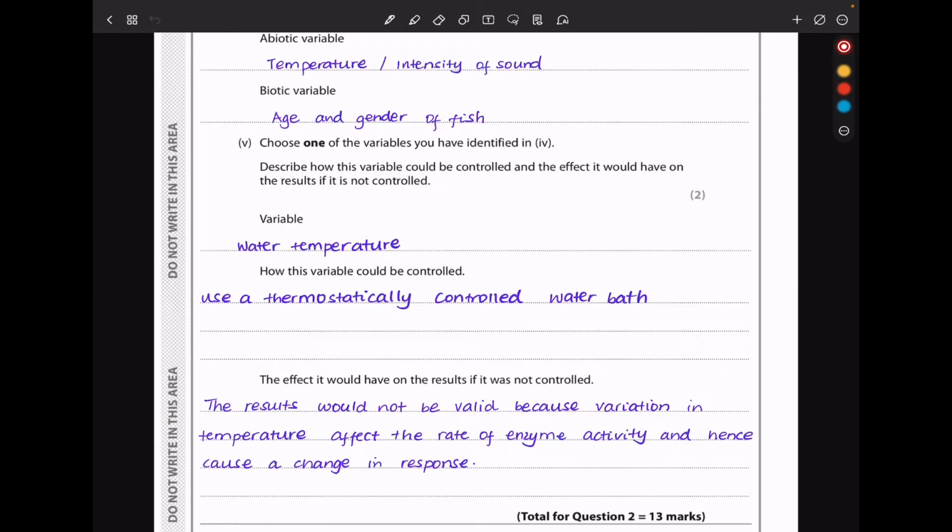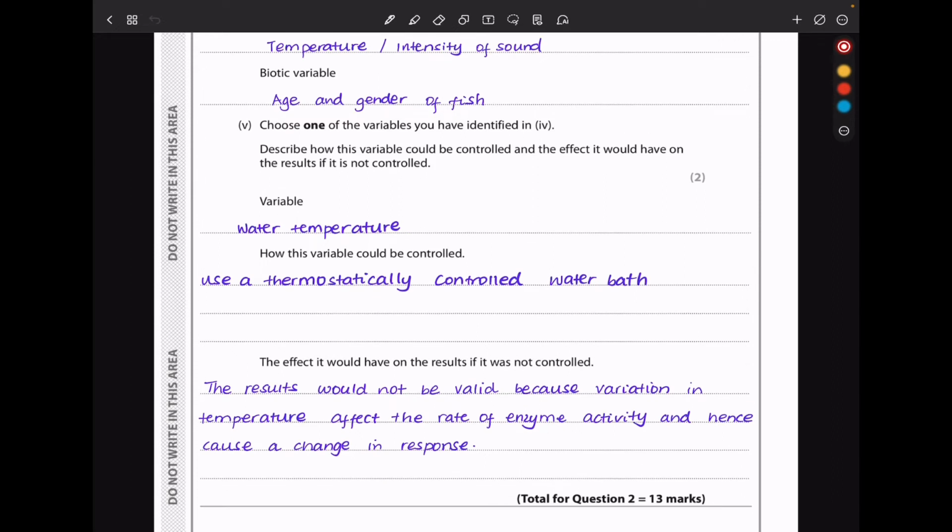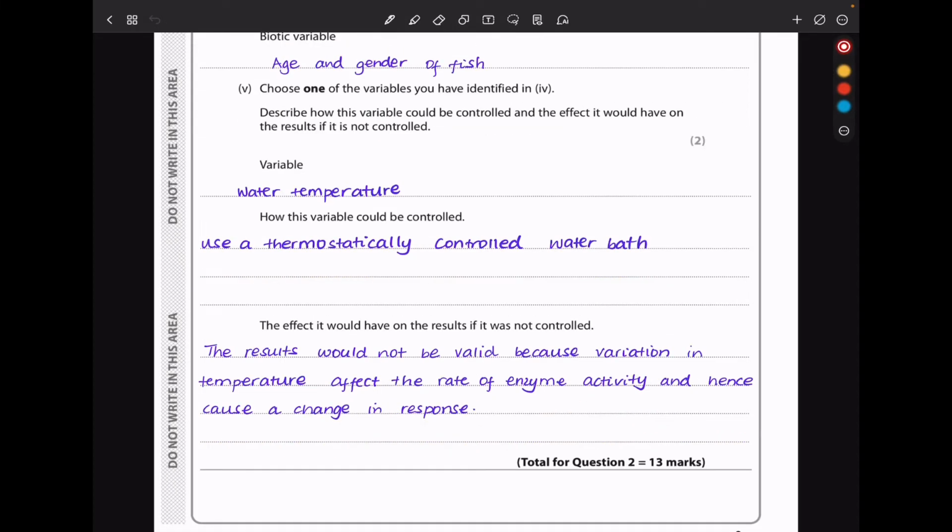The variable I chose was temperature, of course water temperature. And here, how could we control this? It's by using a thermostatically controlled water bath. And the effect it would have on the results if it was not controlled, of course the result would not be valid, because variation in temperature will affect enzyme activity or enzyme controlled reactions.